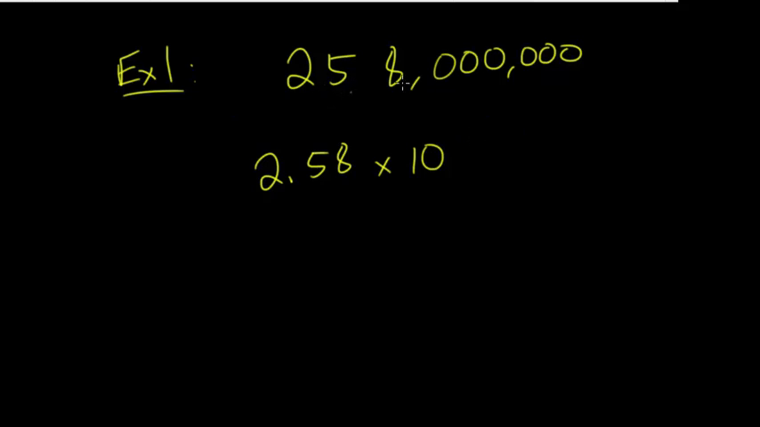So we just got to think, how many times do we move the decimal? So 1, 2, 3, 4, 5, 6, 7, 8 times. So this would be 2.58 times 10 to the 8th power.